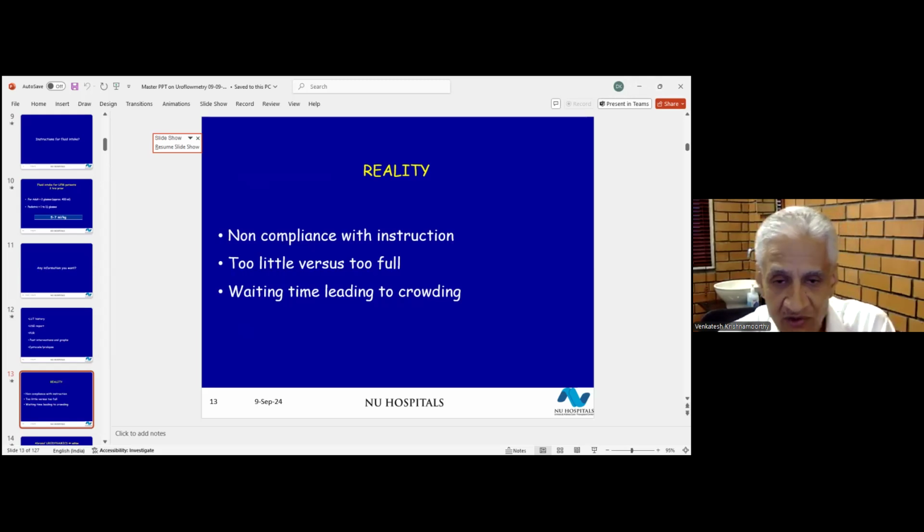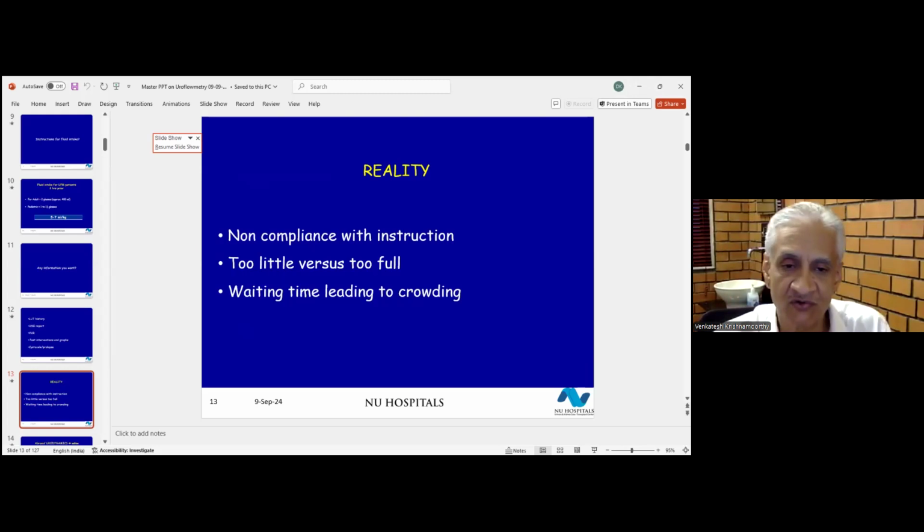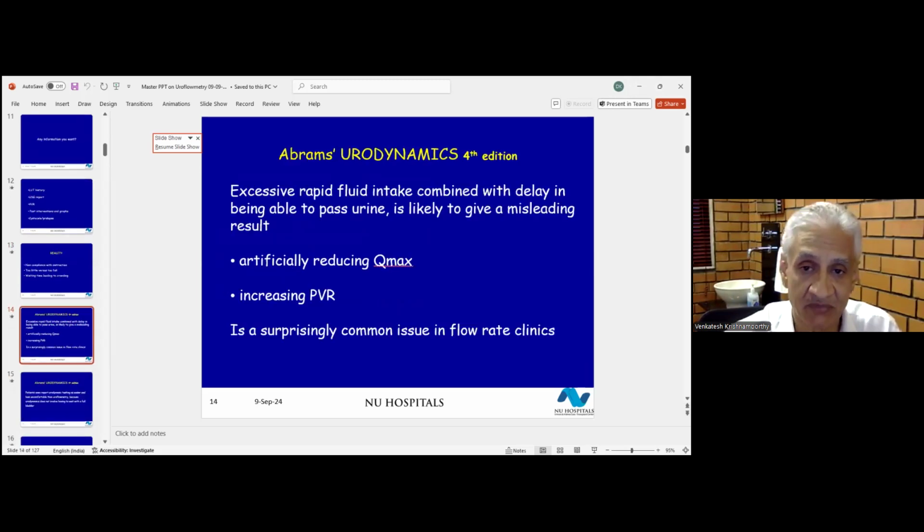So what will you do? Make sure some basic information is given, which is important for the conduct of the uroflow. If you say that this patient has urgency, cannot hold, or the ultrasound shows he's passing only 100 ml, then there is no point in asking this patient to hold on to urine and come with a larger volume. That may not happen.